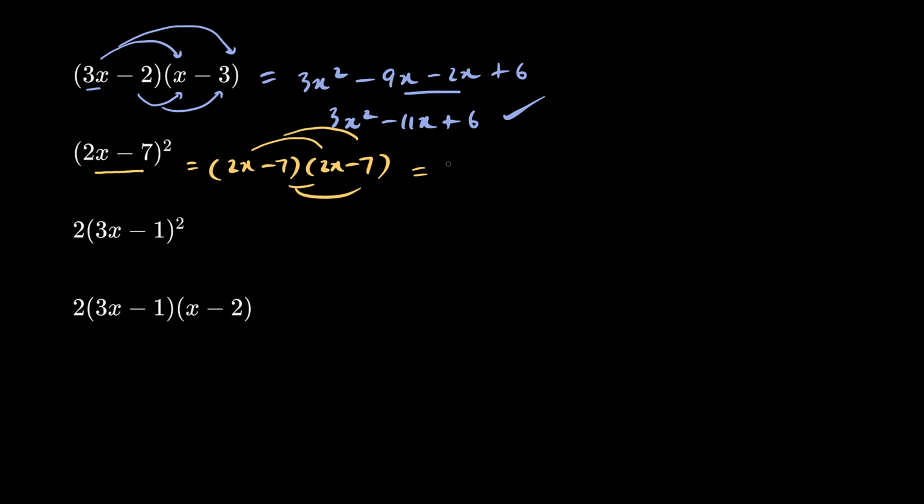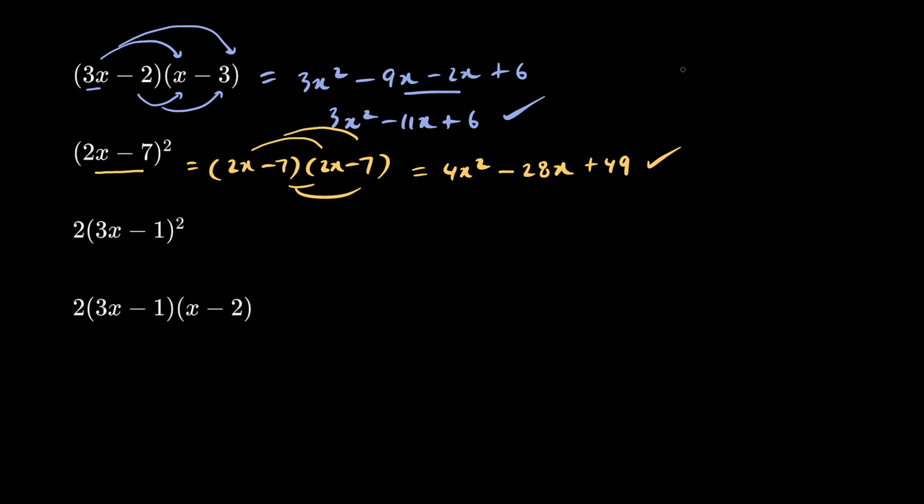2x times 2x is 4x squared. 2x times negative 7 is negative 14x. And then we multiply the inside, which is another negative 14x. Negative 14x and minus 14x is negative 28x. Negative 7 times negative 7 is positive 49.